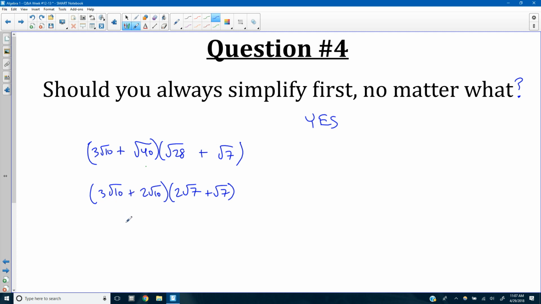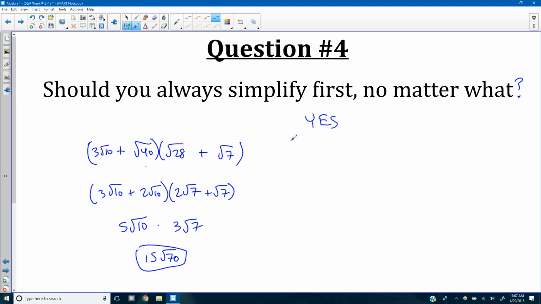3 root 10 plus 2 root 10 is 5 root 10. And that's going to multiply with 2 root 7 plus 1 root 7. That's 3 root 7. And then I get my 15 root 70 and I'm done. I didn't have to FOIL right here because I could combine like terms. And that's the matter of the problem, right? Is the problem set up conveniently enough for you to do that? It depends. But you test it anyway because you get smaller numbers as a result. And they might be able to combine. And I think it just works out better for you if you're able to do that.